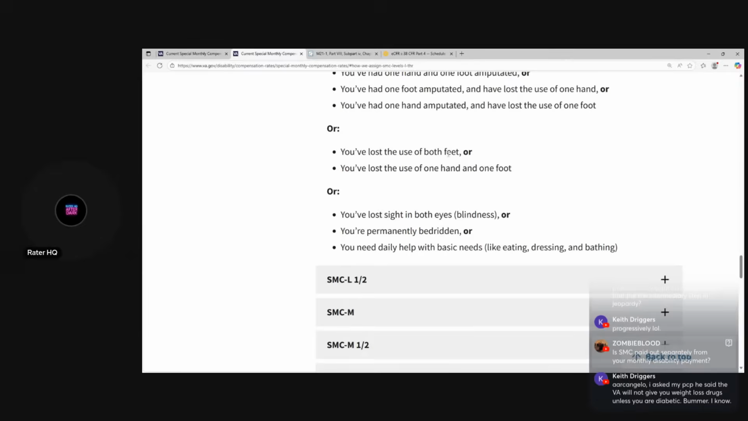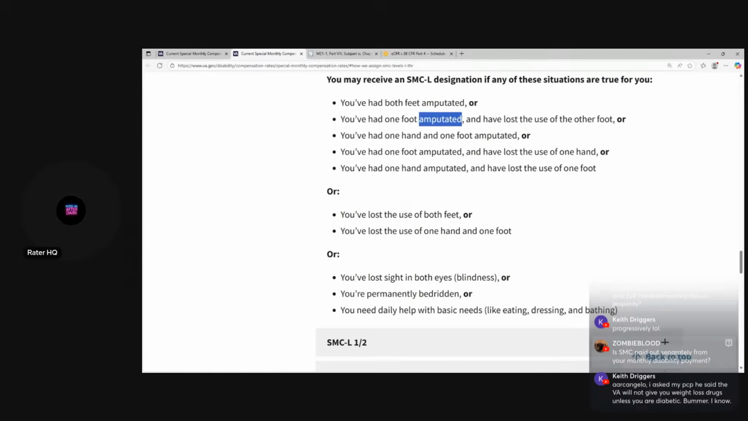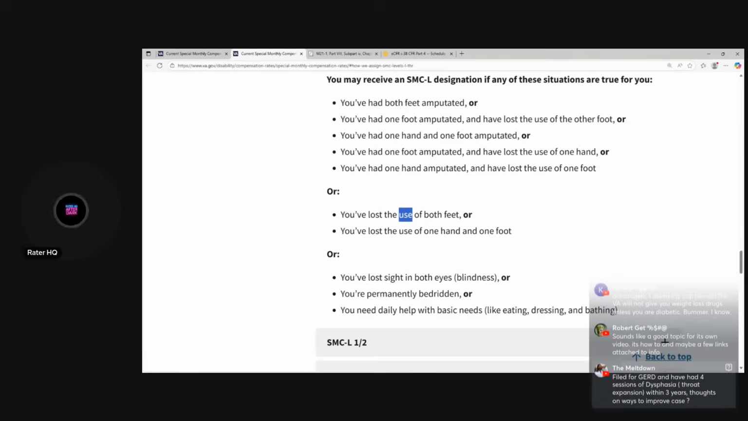You've lost use of both feet, or use of one hand and one foot. So, the loss of use of versus amputation. For loss of use, you have to be so impaired that it's like you're using a prosthetic. If you can't move your foot, you've lost the use of it, and it's no better than if you had a prosthetic foot on there. That's kind of what we're dealing with here, to include potentially drop foot or something like that.